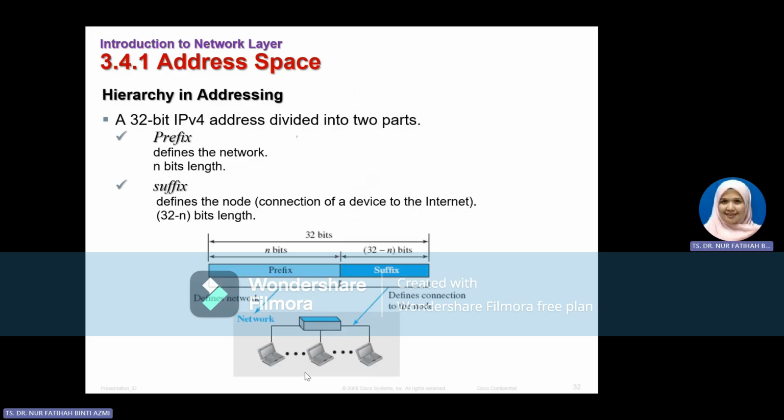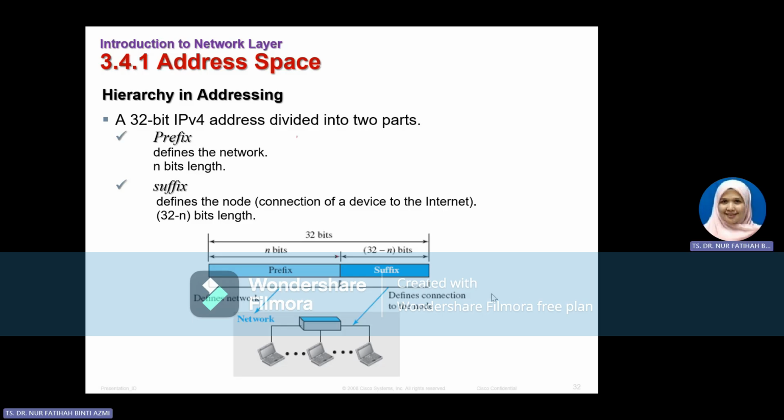Next, we have the address space, what we call the hierarchy in addressing. It is divided into two parts. The first one is the prefix, and the second one is the suffix. The prefix defines the network, and the suffix identifies the specific device or host within that network.